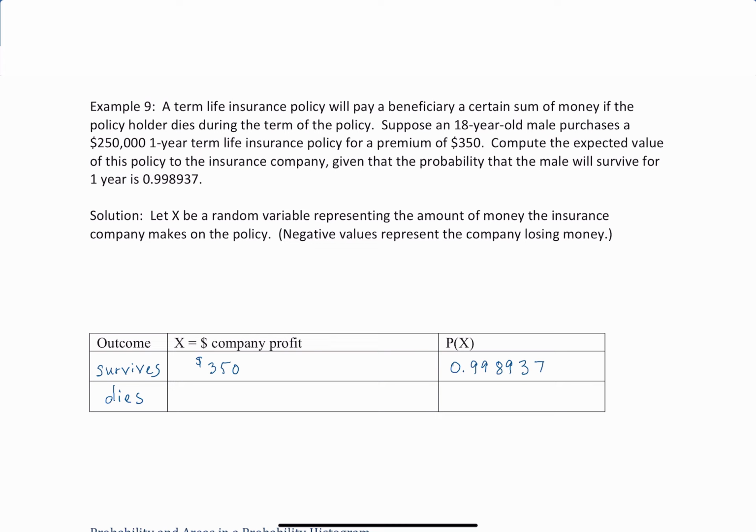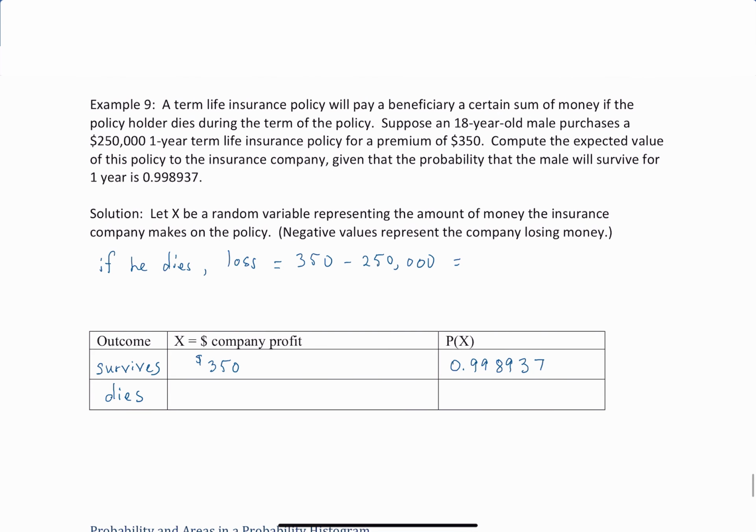If he dies, they're going to take a loss. And how much will that be? It's whatever 350 minus 250,000 is, which is minus $249,650. So that's the second x value.